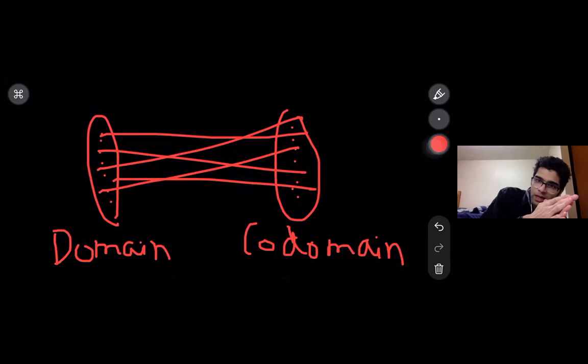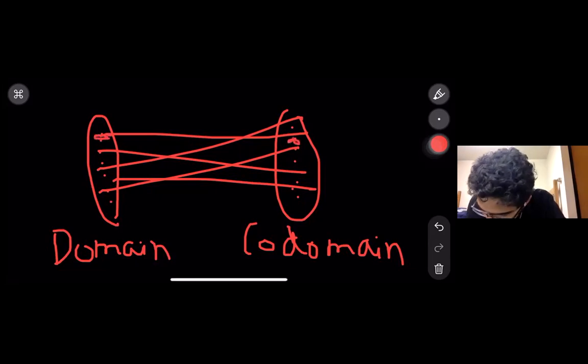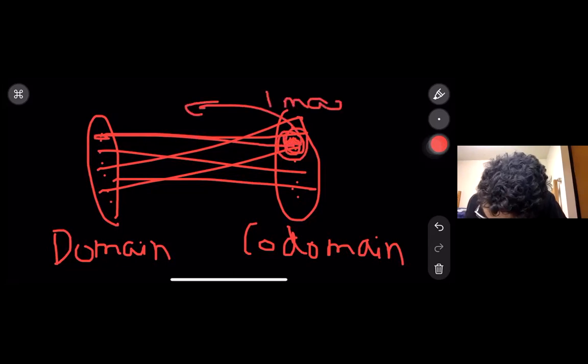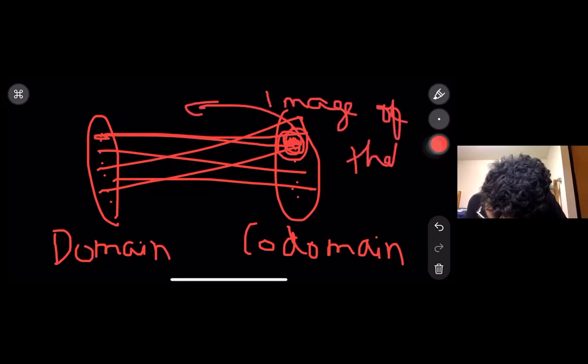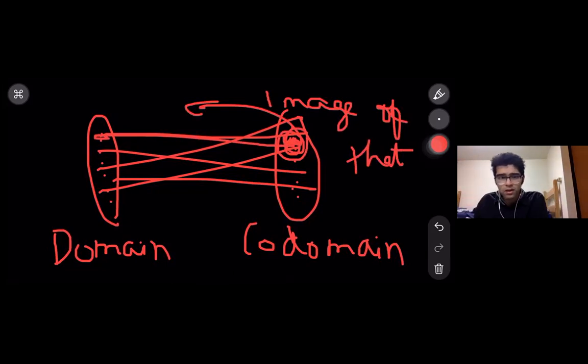So if a number in the codomain is an image of a number in the domain, what it means is that there is a line joining this number to this number. Then we call this number the image of that. So technically, the image is on the codomain. The domain has the pre-images. A pre-image is the number of which the image was the image. So pre-images are on the domain. They are mapped to the images on the codomain. Okay, that is fairly straightforward.